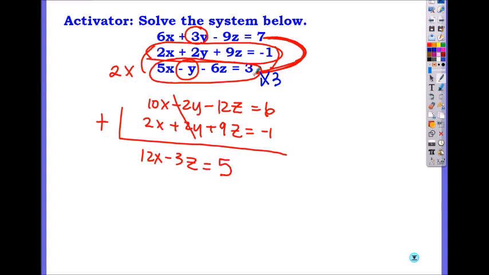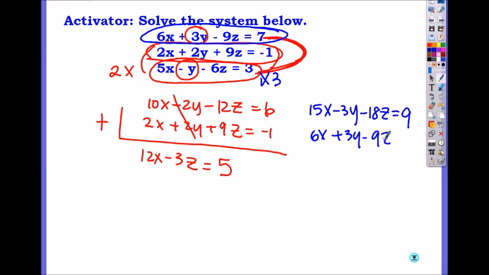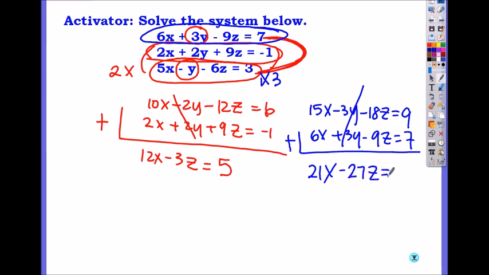So when you multiply these by 3's, I get 15x minus 3y minus 18z equals 9. And then copy the first equation down: 6x plus 3y minus 9z equals 7. Again, what do I need to do to get rid of y's? Add. Right? So then I get 21x minus 27z equals 16. So now you have what? A 2 by 2 system of equations, right?